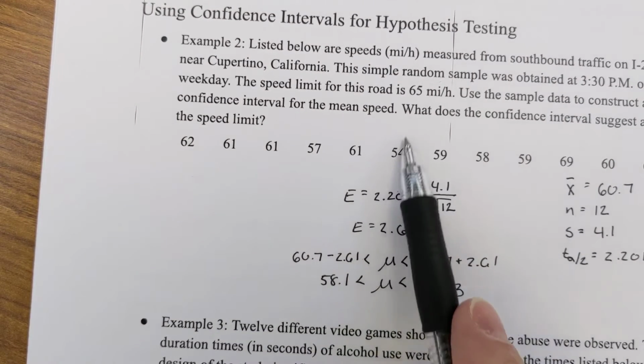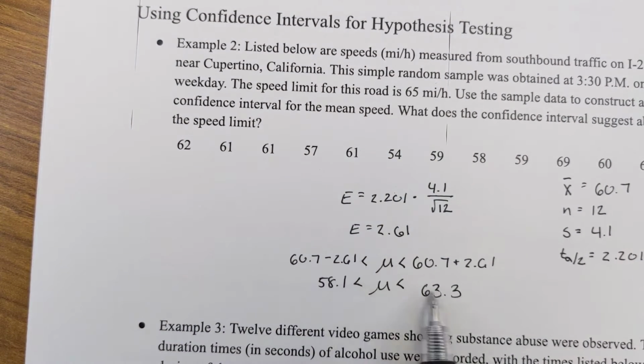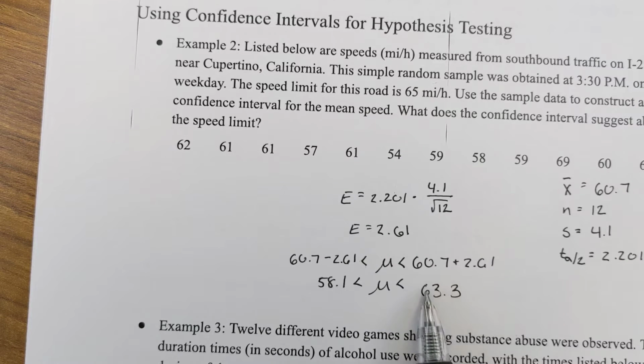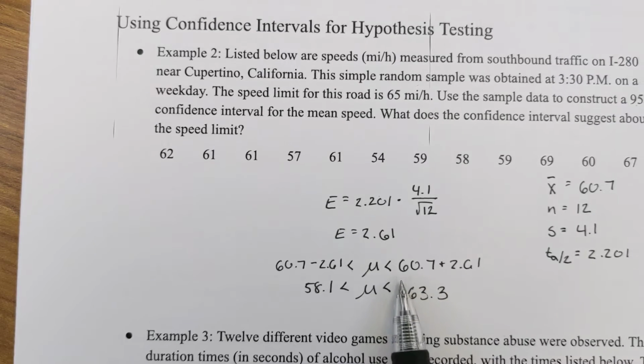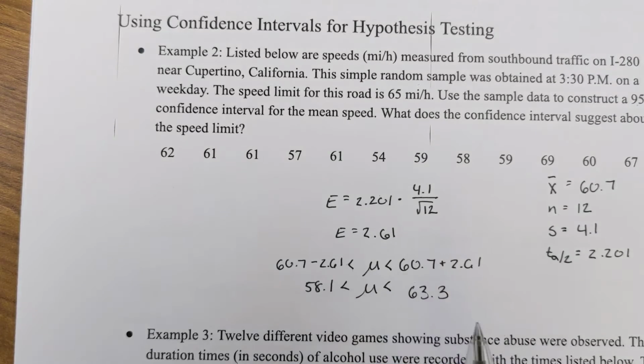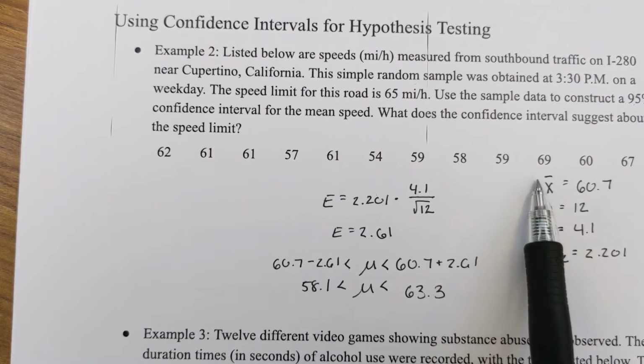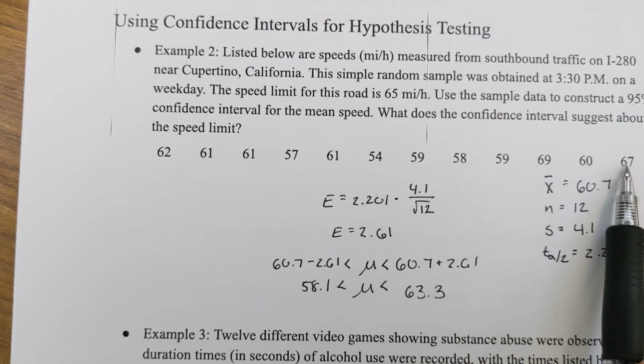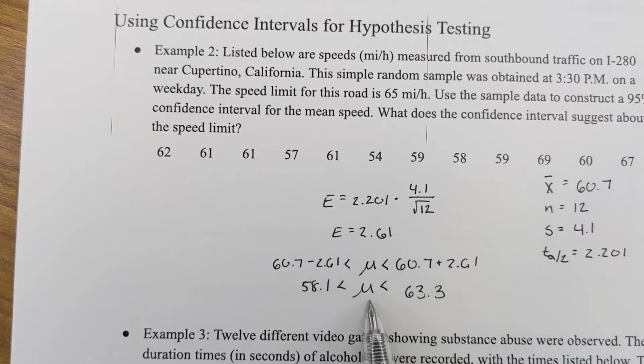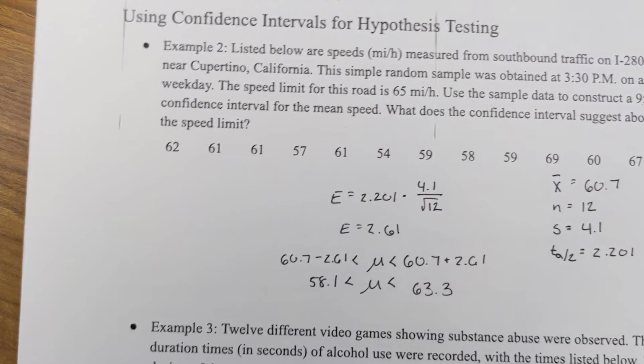So if the speed limit is 65, our drivers are going under the speed limit because 65 is more than our maximum value, including the error. So there are some speeders. So on average, we'll put it that way, people are not speeding because up here, obviously, that person is speeding, that person's speeding. But they are outliers.